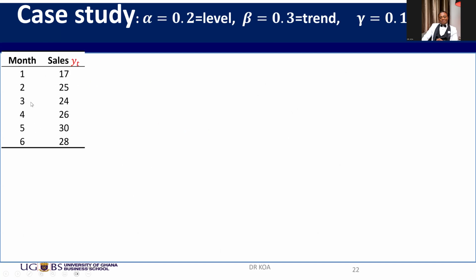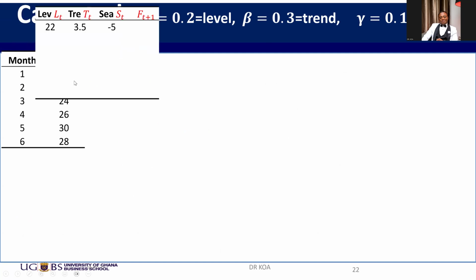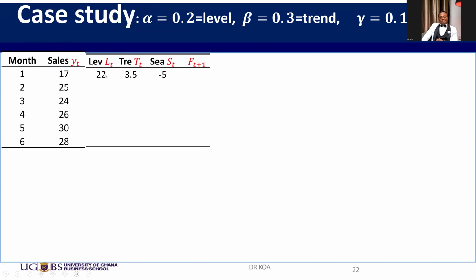Let's continue. So this is our sales. We are going to now find our forecast. We already know the value for the level. It's 22. We just showed that. It's L1. That's why it is in period 1. We know the value for the trend. It's 3.5. How did we get 3.5? Remember, in our first cycle, we took the difference between the latest and the earliest. Okay. Well, what about the season? We just found the season for period 1 to be -5. The season for period 2, we already have it. The season for period 3, we already have it. So it's -5, 3, and then 2. Okay. However, we cannot find a forecast for period 1. We know that.